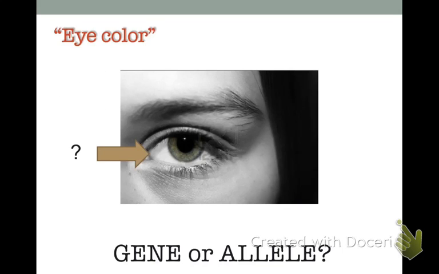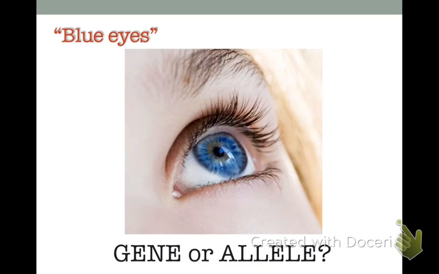So let me use another example. Eye color by itself, without mentioning what kind of eye color it is, is going to be a gene. So there is a gene that codes for eye color. That's what we would say: a gene codes for eye color, or a gene codes for hair color. On the other hand, if I said blue eyes, I'm being specific now about that gene, that would be an allele for the gene of eye color. So again, if I am being specific about a certain gene, that is the allele.